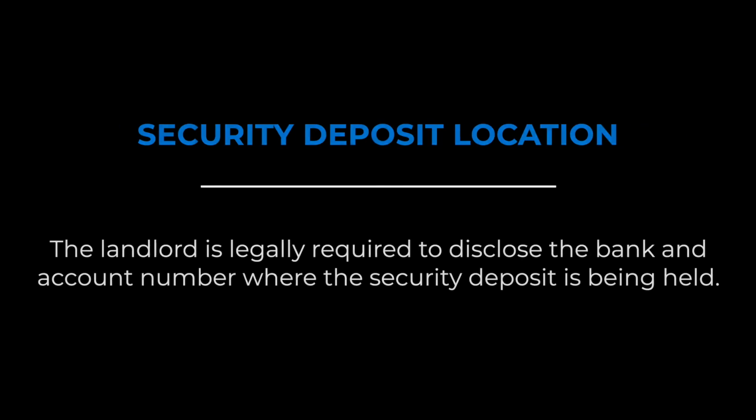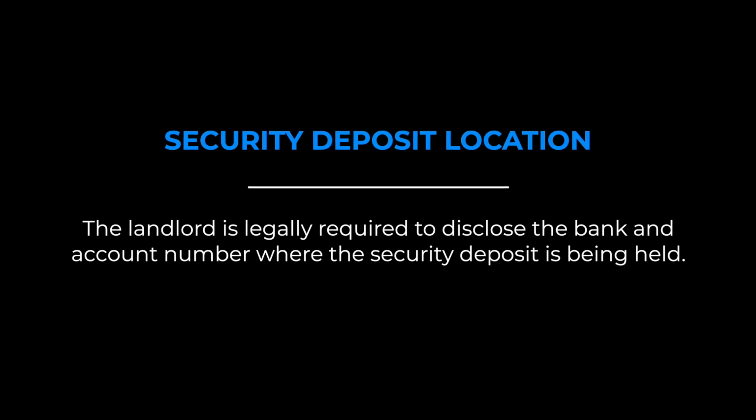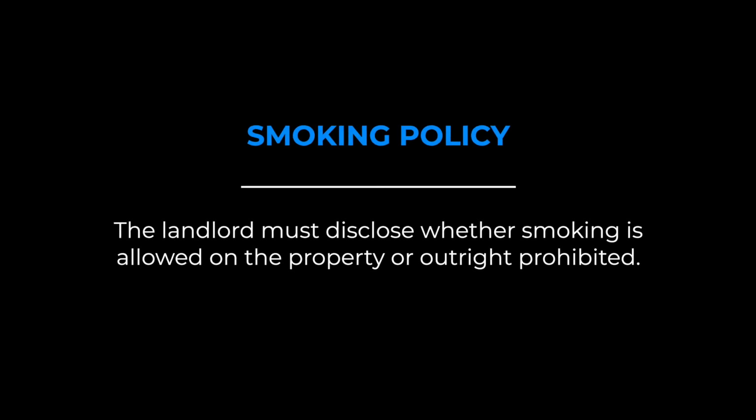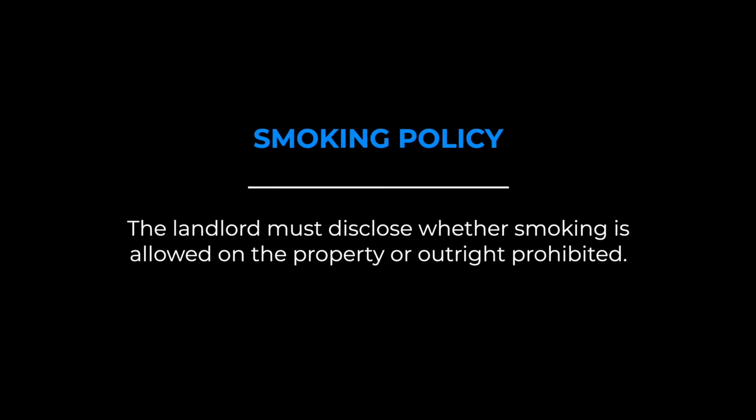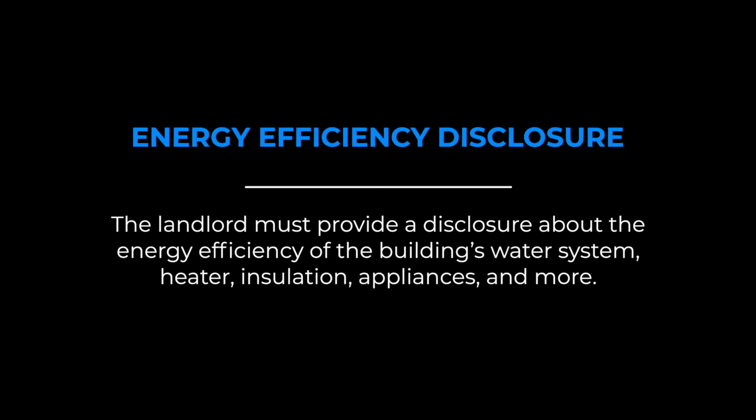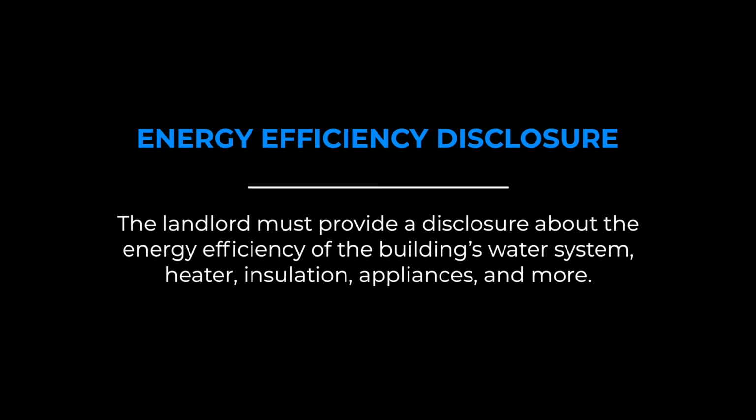Security deposit location. The landlord is legally required to disclose the bank and account number where the security deposit is being held. Smoking policy. The landlord must disclose whether smoking is allowed on the property or outright prohibited. Energy efficiency disclosure. The landlord must provide a disclosure about the energy efficiency of the building's water system, heater, insulation, appliances, and more.